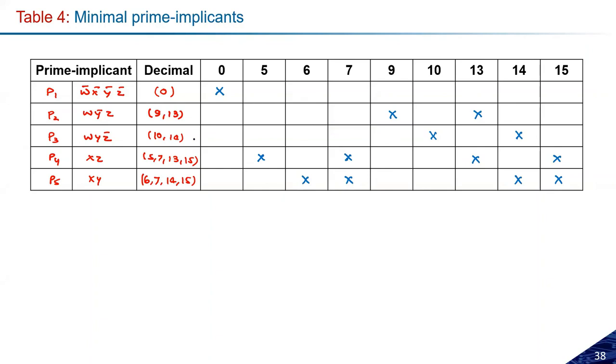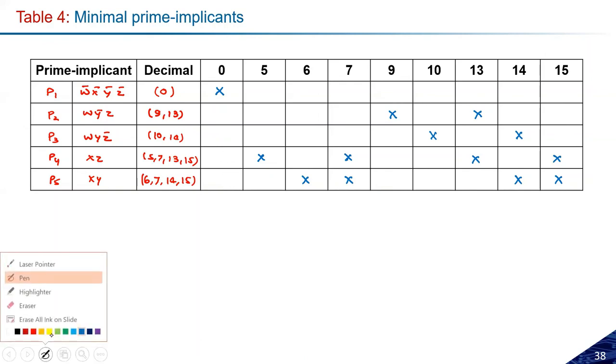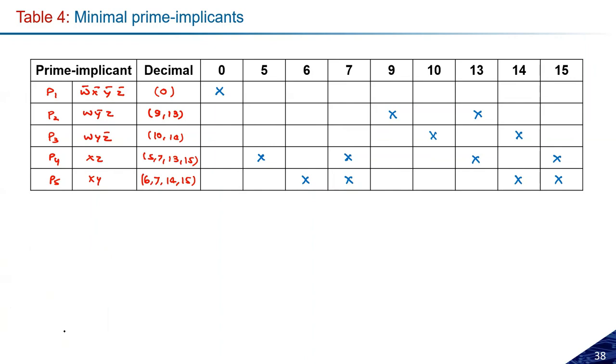Now, what is the next step? The next step is we need to check how many columns are there with only one cross. We have certain groups which we can make here. If you see here, this is one group where in that column we have two crosses. This is the second group where we have two crosses. This is the third group and this is the fourth group which we have crosses. So we have certain groups where there are two crosses in that particular column. We need to remove those things and consider only those which are having only one cross.